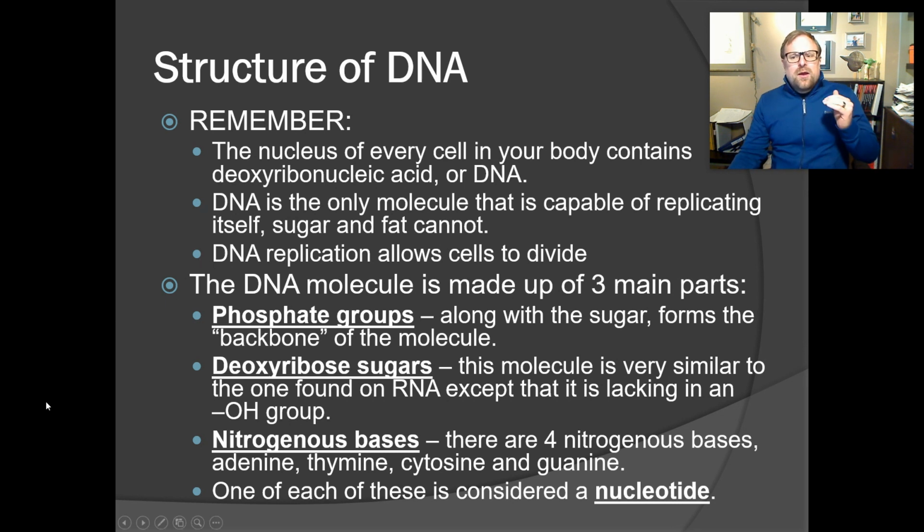So let's look at the DNA molecule itself. I'm going to describe three things to you, and then we're going to look at the physical structure of what DNA looks like. The three parts you need to know for a DNA molecule are the phosphate groups, the deoxyribose sugars, and the nitrogen bases. The phosphate groups, if you've taken any chemistry, you know phosphate to be PO4. The phosphate groups, along with the sugar, form what we call the backbone of the DNA molecule, and I'll talk about what that is in a second.